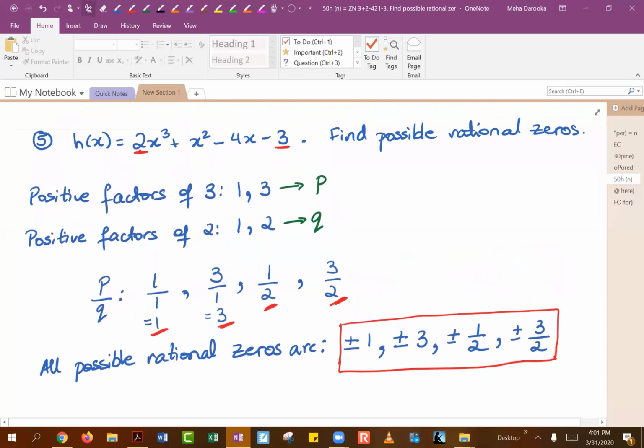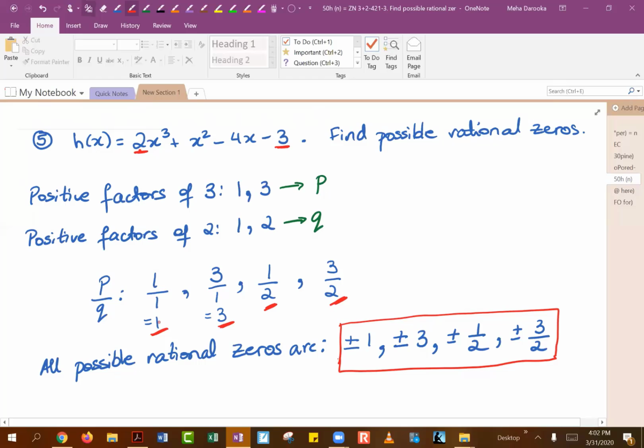All right, so let me do a quick recap. You take your constant term of 3 and break it down into its factors, which are 1 and 3. Then you take your leading coefficient, which is 2, and again find its factors, which are 1 and 2. Then you take the factors of 3, which I'm calling p, and divide each of those by the factors of 2, which I'm calling q. So it's p over q. So 1 divided by 1, 3 divided by 1, 1 divided by 2, and 3 divided by 2.